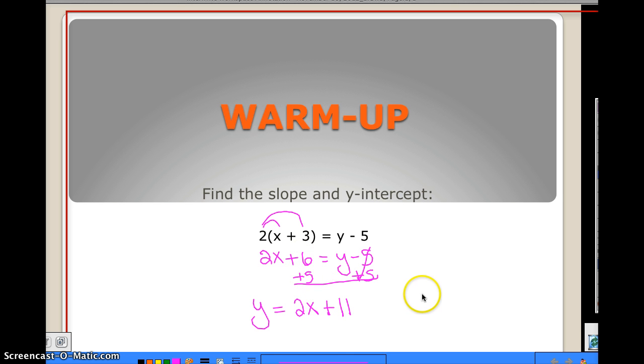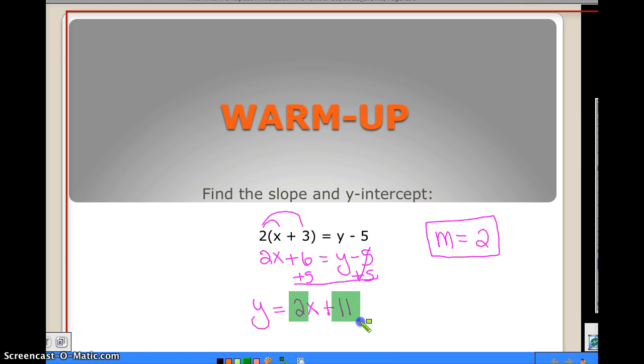So now that you have it in slope-intercept form, you can determine the slope, which is m. That's the coefficient that is in front of the x, so the slope is 2 over 1 if you were to graph it. And the y-intercept is the b, which is the 11, the plus or minus. There it is.